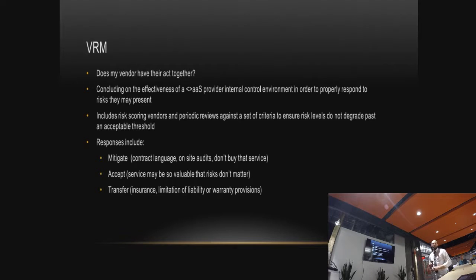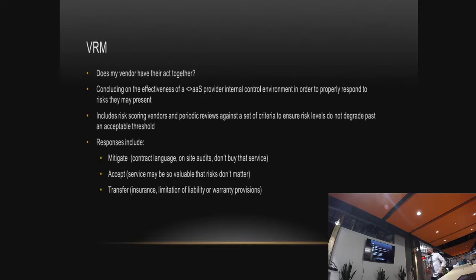So a VRM program, a vendor risk management program: does my vendor have their act together? That's really all that we're trying to determine. I want to be able to conclude on the effectiveness of their internal control environment over my data, right? And this shouldn't be any different than my own security program. If I take these precautions and put in these types of controls, I want to know that those controls are very similar to what they're using. So I'm basically comparing my program with their program. If I'm going to go to the cloud, theirs should be better, right? That's the idea.